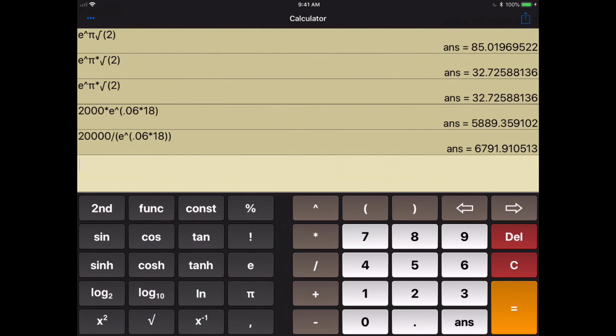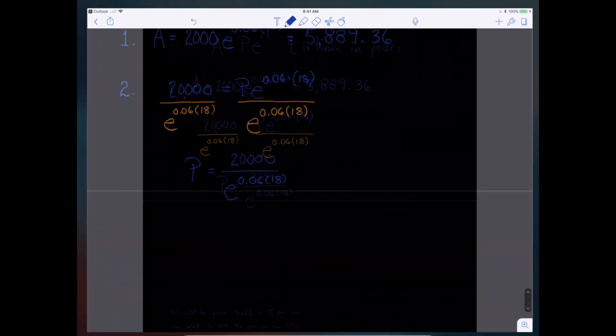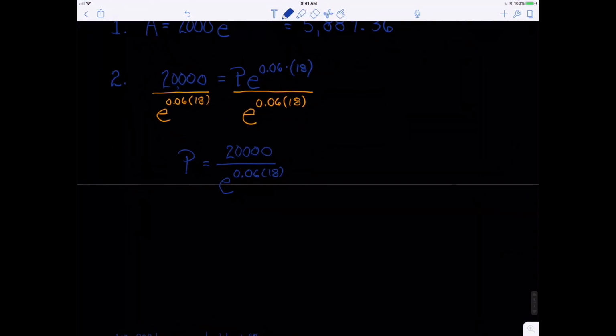I would need an initial investment of $6,791.91. So over 3 times larger of an investment. So let's see, let's write that down. 67. So this would be an initial investment of $6,791.91.